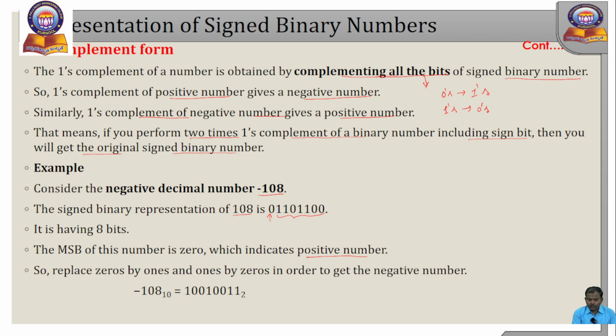So this position is 1. Here it is 0. Here it is 1, so convert into 0. It is 0 in the given original number, convert to 1. Here it is 1, convert to 0. Here it is 1, convert to 0. Here it is 0, convert to 1. Here it is 0, convert to 1. So this is the ones complement, and that is written over here. This is how we can represent the given negative number in ones complement form.